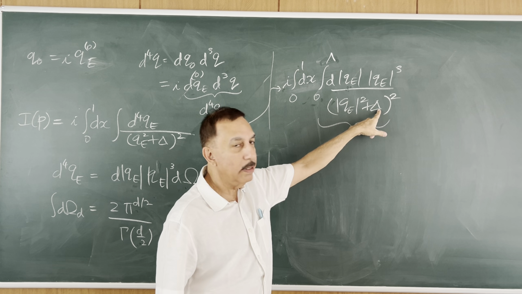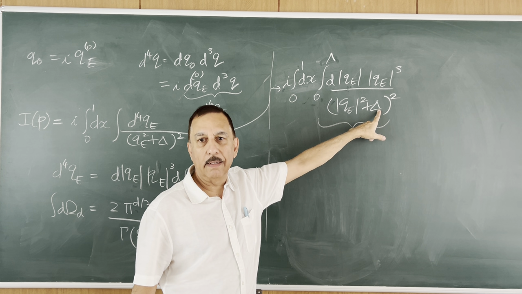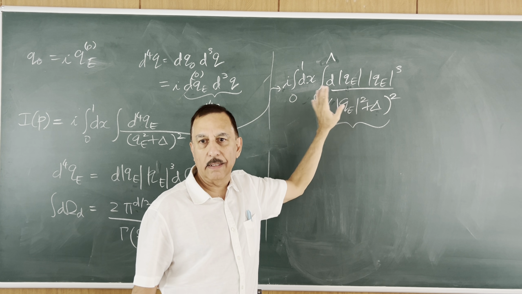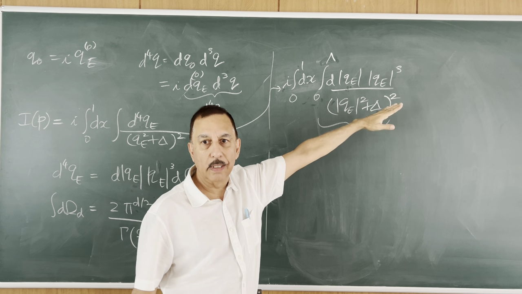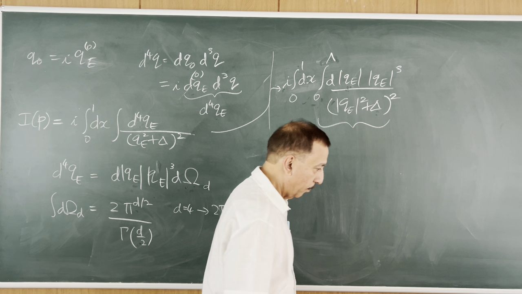Where is the x dependence? It's in delta. Delta is not doing anything. It's just sitting here as a constant while I do these manipulations. Later we have to integrate it.